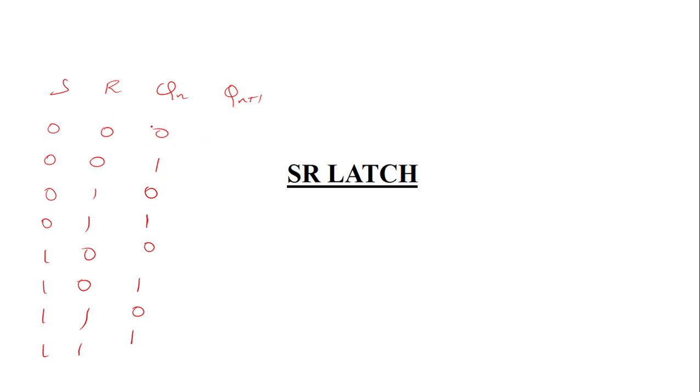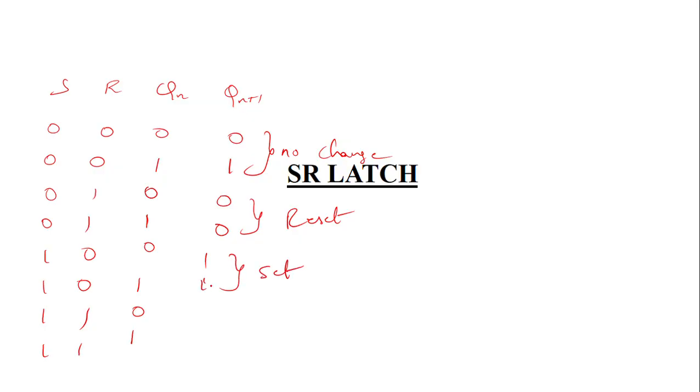So first, whatever the present state, there is no change, it is the no change state. Next it is the reset state, so for 0 1 it is the reset state. Next will be 1, so it is the set state. Next will be the invalid state. So we don't know what the output is, so it is the invalid state.